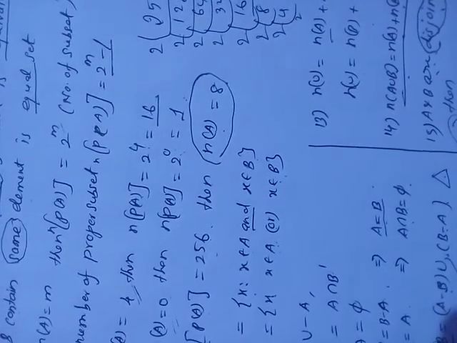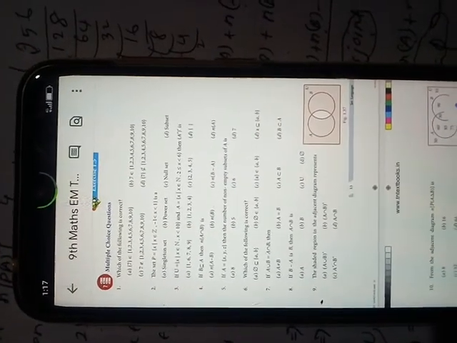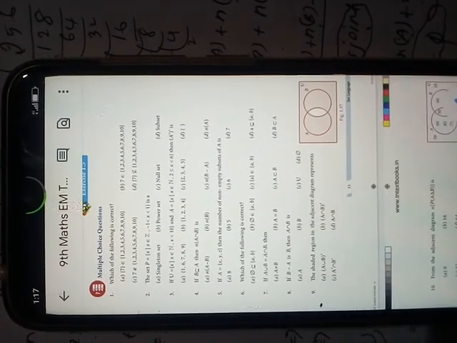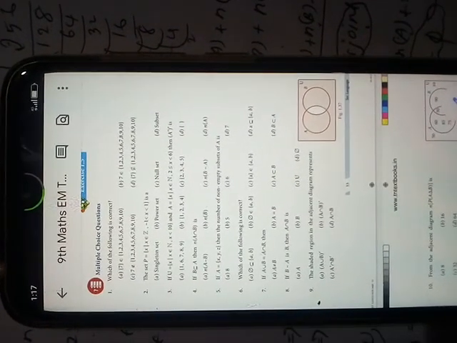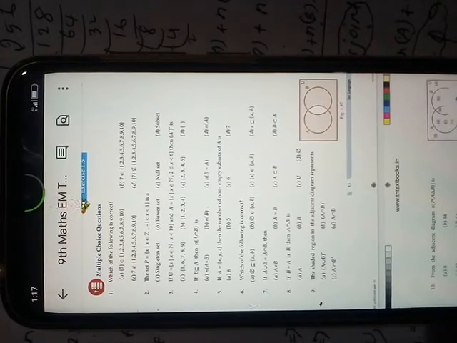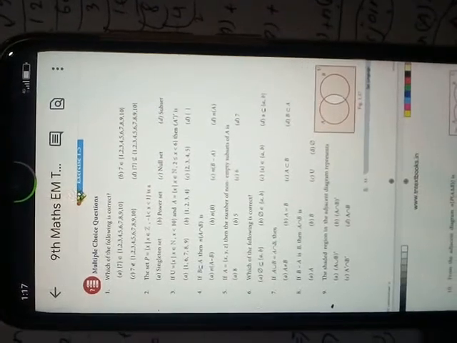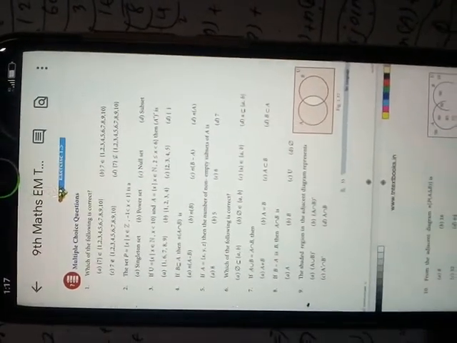Now I go to the book back questions. See the first question: which of the following is correct? 7 belongs to the set 1, 2, 3, 4, etc. The option B is correct.